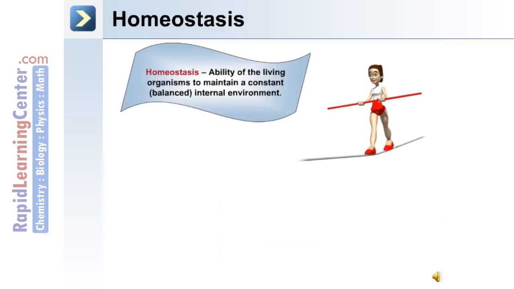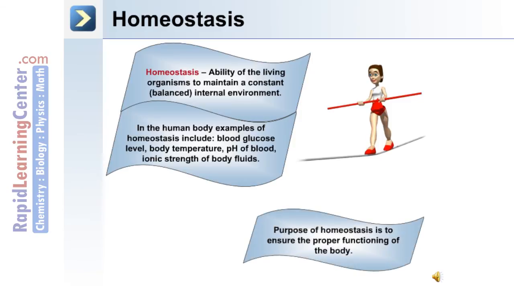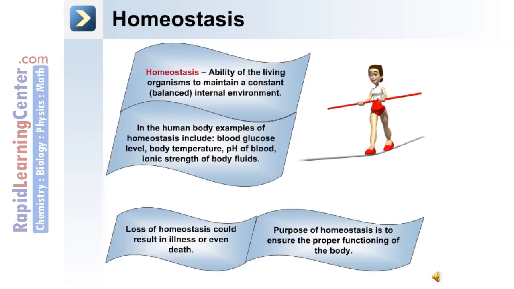Homeostasis. Homeostasis is a living organism's ability to maintain a constant, balanced internal environment. In the human body, examples of homeostasis include blood glucose levels, body temperature, pH of blood, and ionic strength of body fluids. The purpose of homeostasis is to ensure the proper functioning of the body. Loss of homeostasis could result in illness or even death.